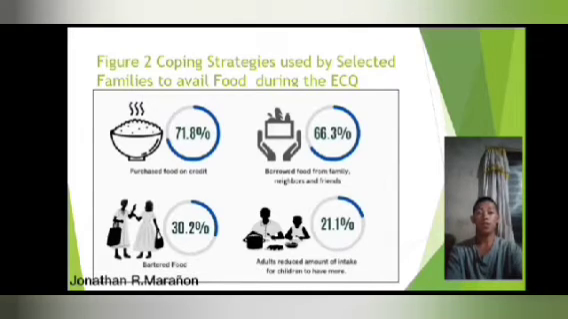So, in figure 2, coping strategies used by selected families to avail food during the insecure period. Food insecure families used various ways to avail of food during the pandemic. This included purchasing food on credit, 71.8%, borrowing food from relatives or neighbors, 66.3%, through barter, 30.2%, while some adults reported that they limited their food intake in favor of children, 21.1%.